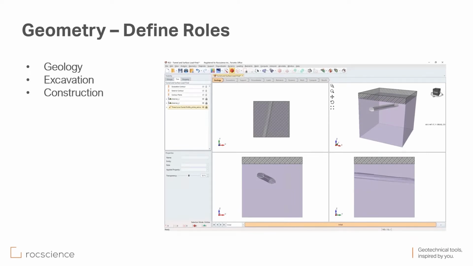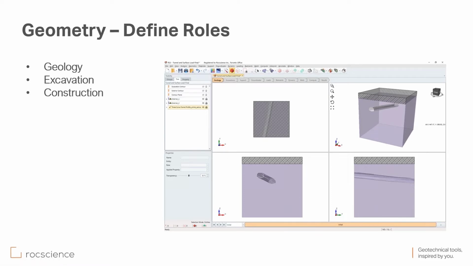And the final point about creating a model is we have 3 different roles in the RS3 software: geology, excavation, and construction. All the computations will be carried out on geology and excavation pieces only, and the software ignores the construction pieces. For example, in this tunnel in the box, the lower box is geology, the tunnel has the role of excavation, and the top piece has the role of construction. So the computation will be done on the tunnel and the lower part of the box, and the top part of the box will be ignored.